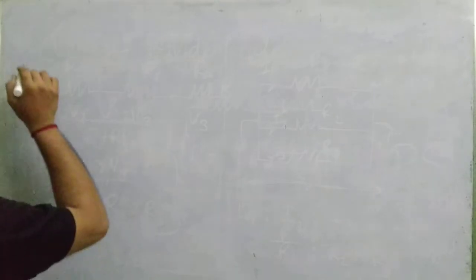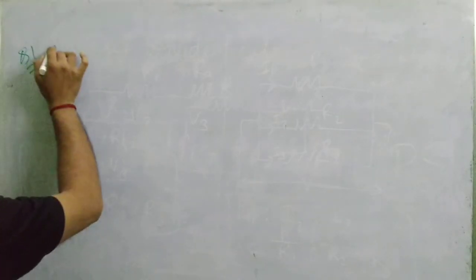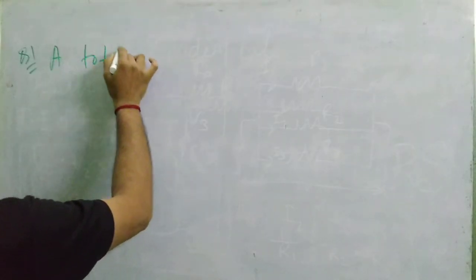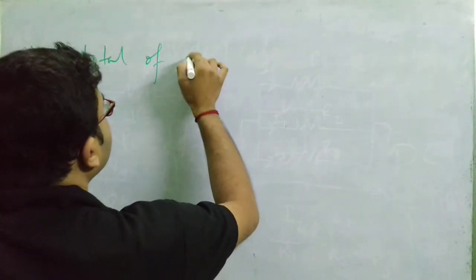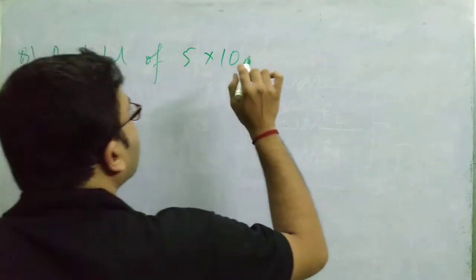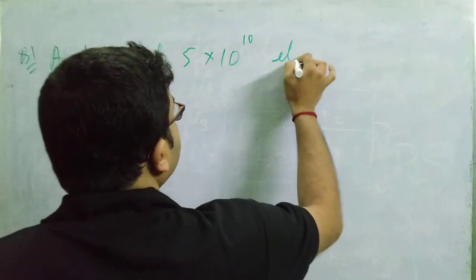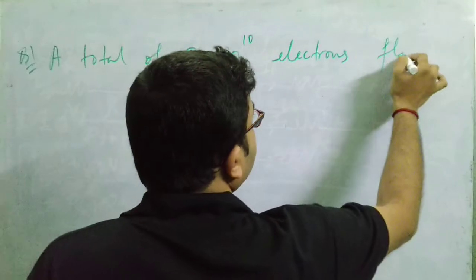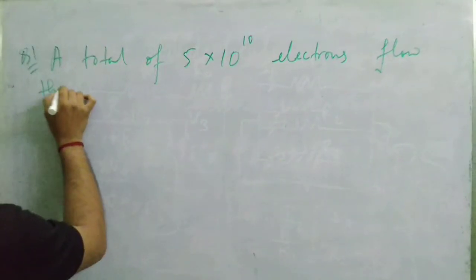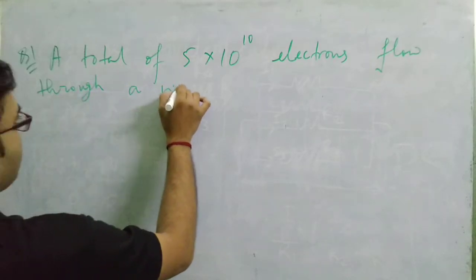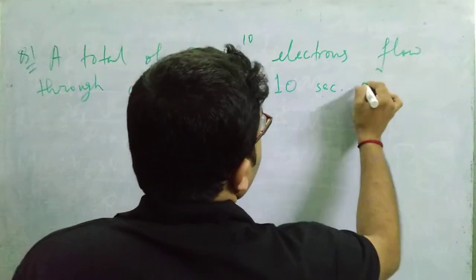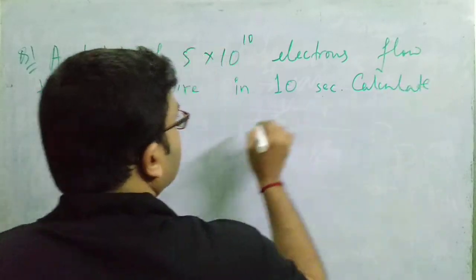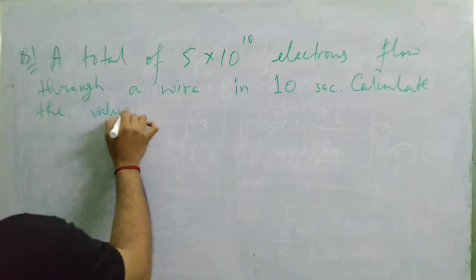Okay, so let us come to question number 1. It has been said that a total of 5 into 10 to the power 10 electrons flow through a wire in say 10 seconds. Calculate the value of current.